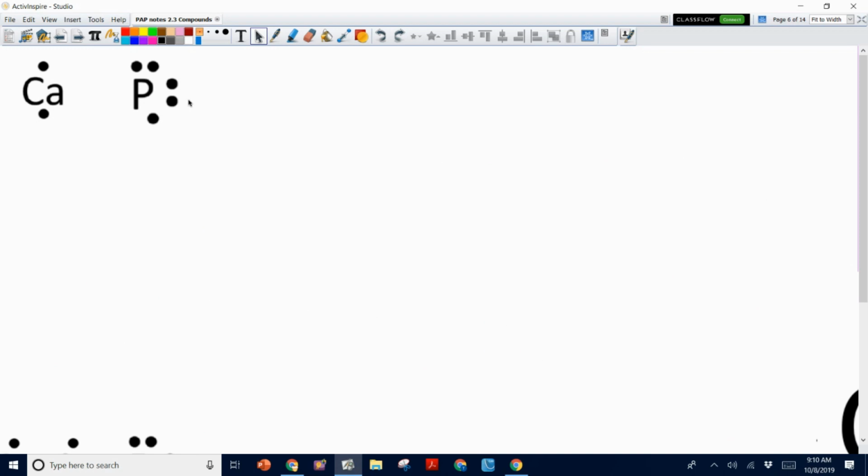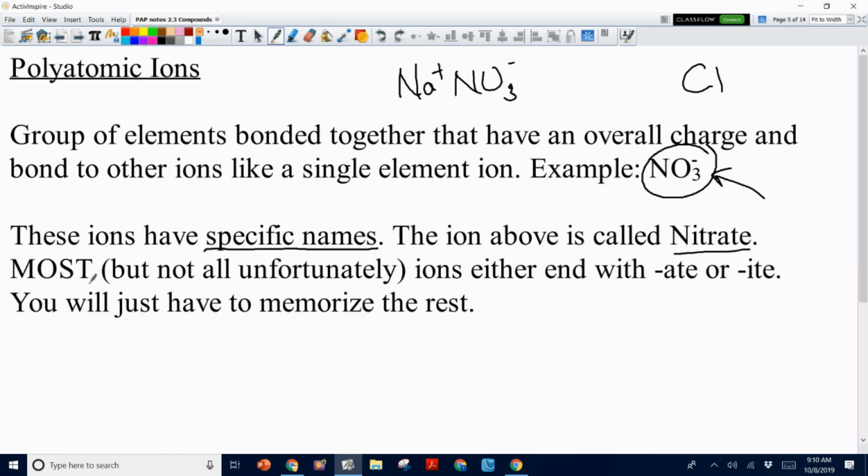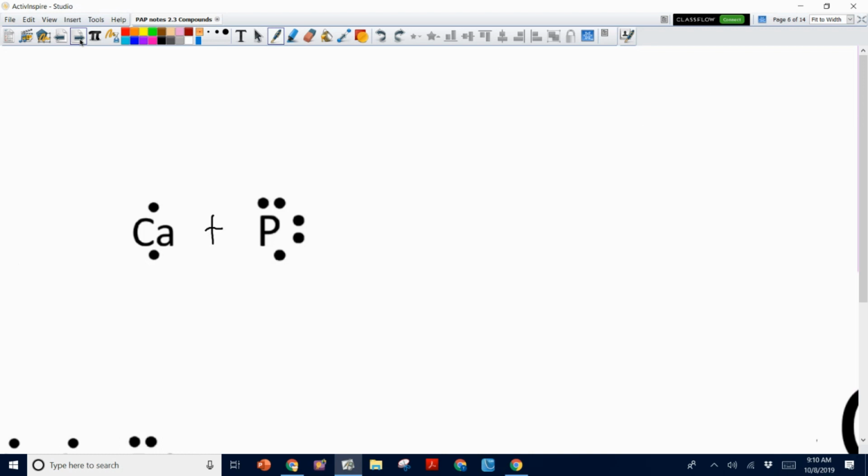All right, so let's go back to here. Let's look at how ions combine together. So here we have a calcium ion and a phosphorus ion, and these are what are called Lewis dot structures. So if we look at calcium on the periodic table, oops, wrong way. Wait, hold on.